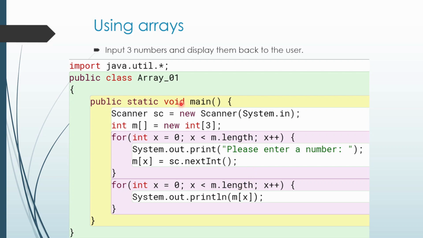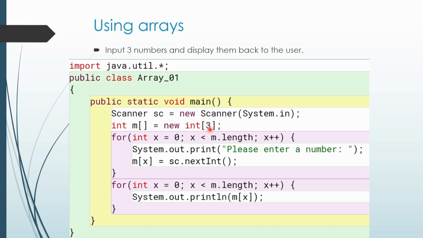Now you can see that this particular program is created to input three numbers. What if I need 30 numbers? What if I need 400 numbers? What if I need 5,000 numbers? Do I need to change the program much? No, I just need to change this 3 to the number that I need. So that large array will be created.